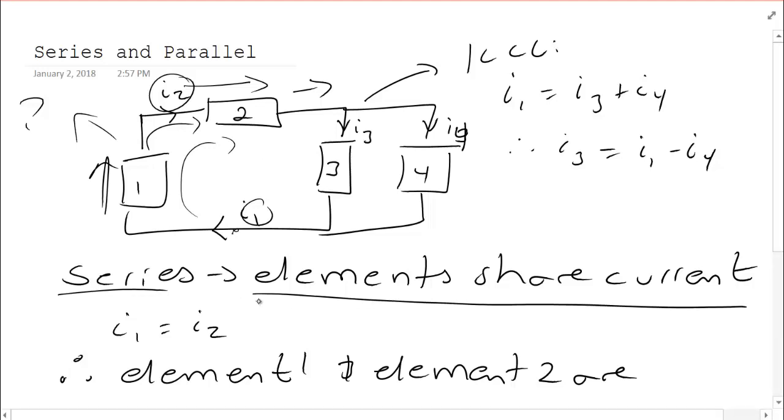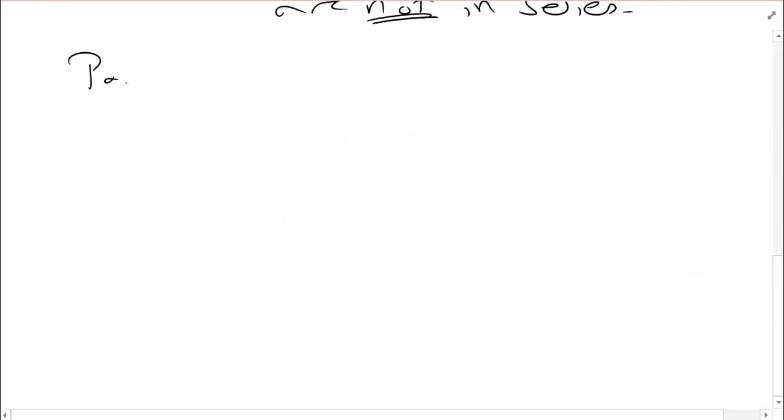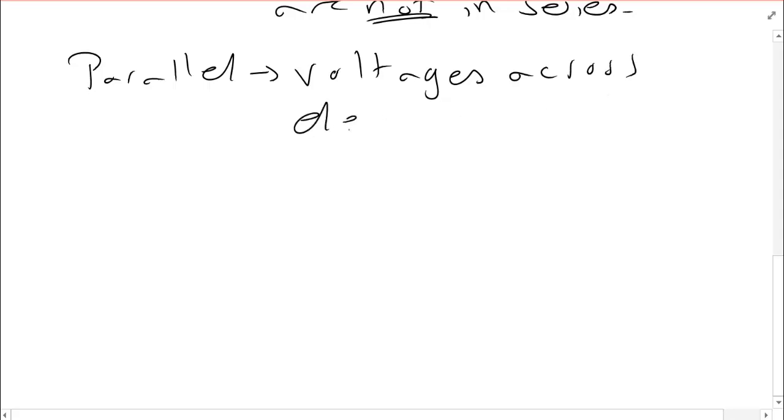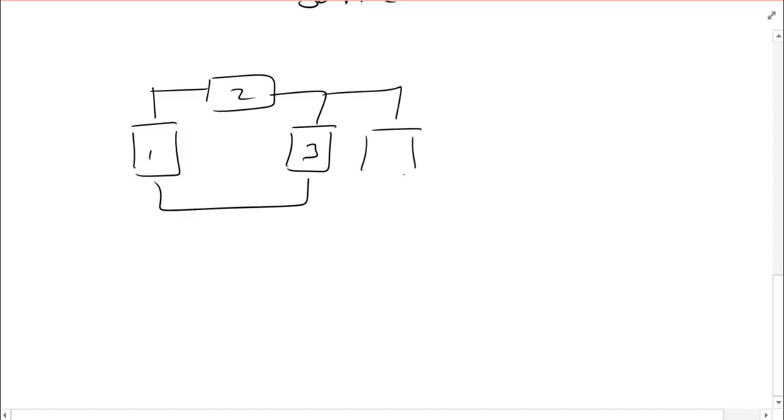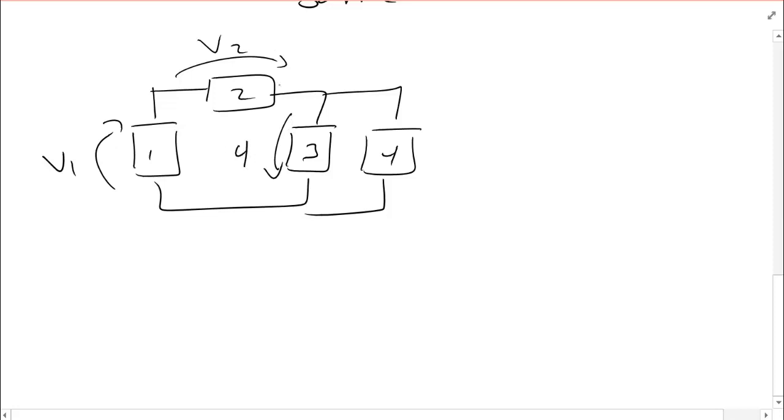In parallel, though, we share voltage. Let's take a look at parallel. The voltages across the elements are the same. So I'll redraw the circuit, because the drawing above got a little bit messy. And let's take a look now at the voltages across my circuit. So I'm going to call this one V1, and I'll call this one V2. Now, V3, I might draw like this. Nope, that should be a V, my apologies. And V4, similarly, would be here.